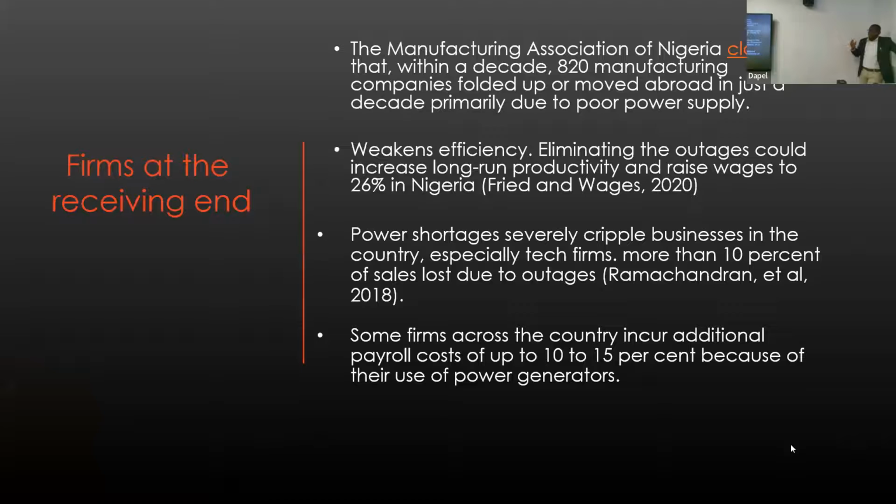There was a claim by the Manufacturing Association that nearly 1,000 firms folded up and moved abroad. One of the biggest attractors of foreign direct investment is infrastructure, because infrastructure lowers the average cost of production. It lowers the marginal cost of production, and as a result, it raises the amount of profit. And the power sector is at the core of Nigeria's infrastructure that is very essential for foreign direct investment.